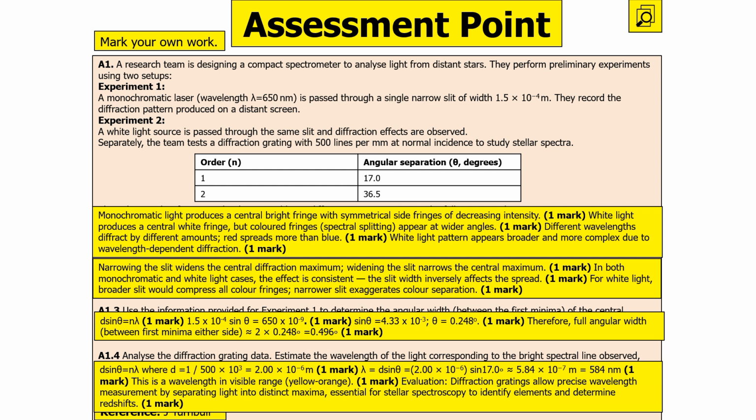This is a wavelength in the visible range. It's a yellowy-orange visible light. So diffraction gratings allow precise wavelength measurements by separating the light into distinct maxima. Essential for stellar spectroscopy, they identify elements and determine redshifts.